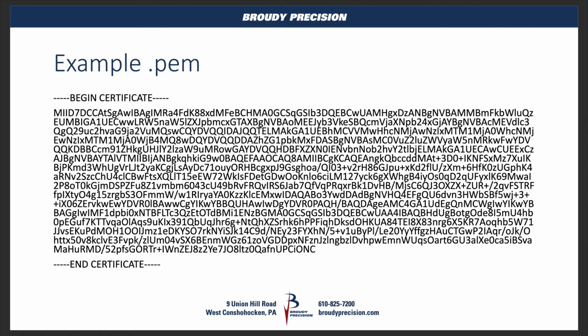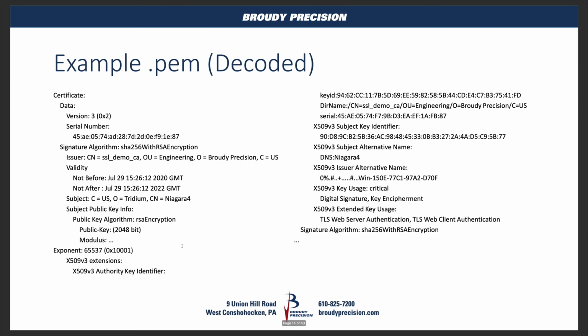And this is an example of what a PEM file looks like. We've got that begin certificate at the top, the end certificate at the bottom, and our encoded certificate in the middle. Now, this is just a single certificate. The PEM that you'll import to Niagara may include multiple instances of this begin certificate and end certificate, depending on the number of certificates that are included in your chain of trust.